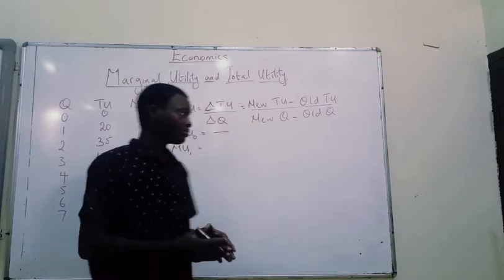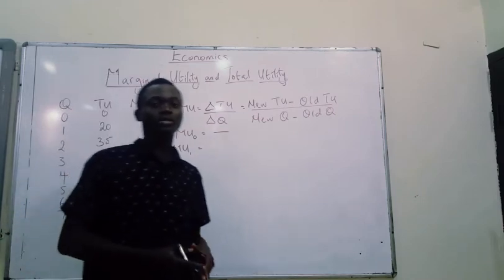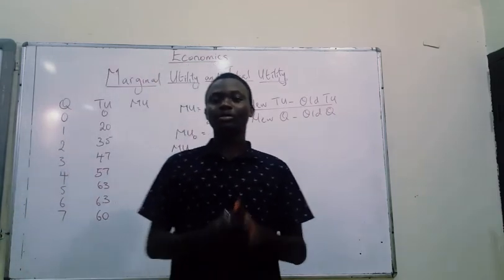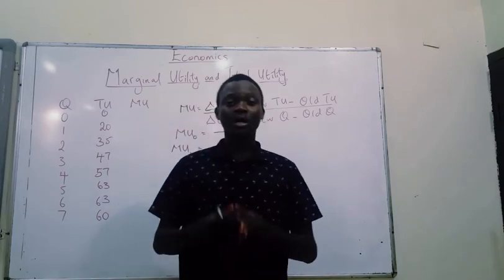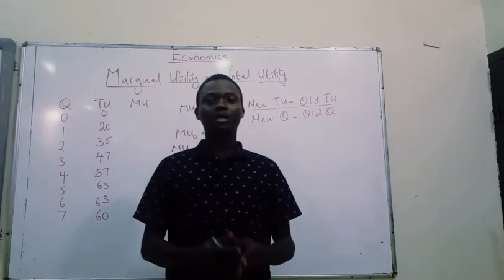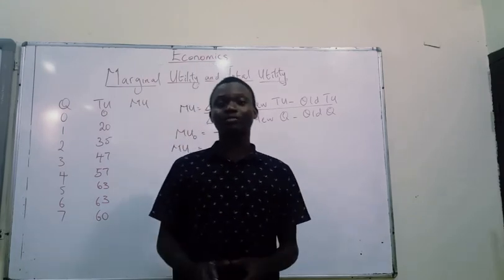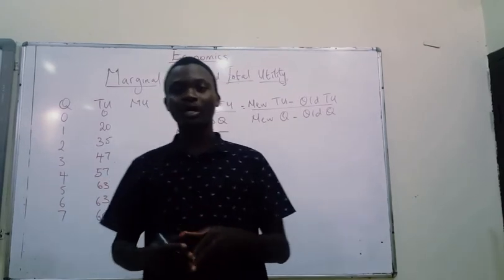Today we're talking about two sides of utility, which are the total utility and the marginal utility. We shall be talking about the relationship that exists between them mathematically and even graphically. Marginal utility is the additional satisfaction that a consumer derives from consuming one more unit of a commodity.